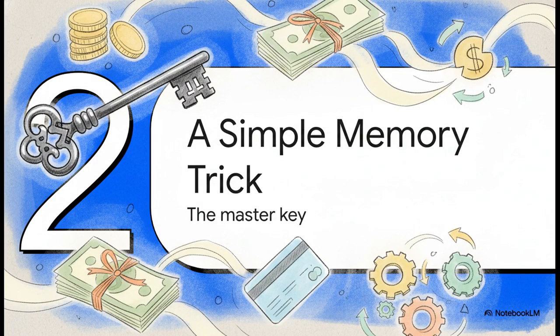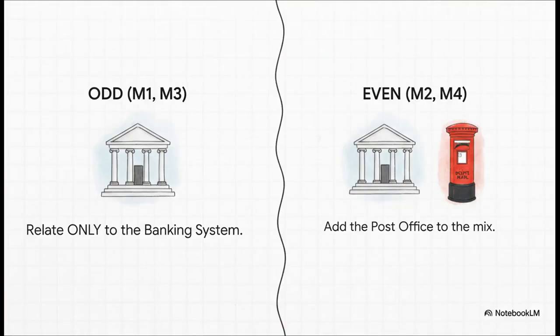All right, you ready for this? Here comes the master key. This one simple trick is going to make everything else just click into place. I'm telling you, this is a total game changer for remembering what's what. It's the odd versus even trick, and it is so simple. If the measure is an odd number, like M1 and M3, it only cares about money inside the banking system. That's it. If it's an even number, like M2 and M4, we just add the post office to the mix. Just remember that rule. It's going to come in handy in about 2 seconds.